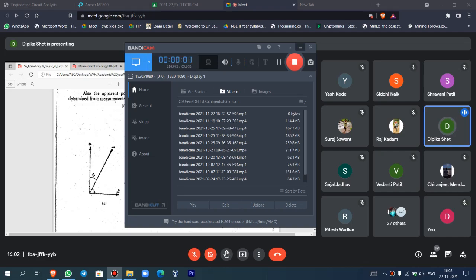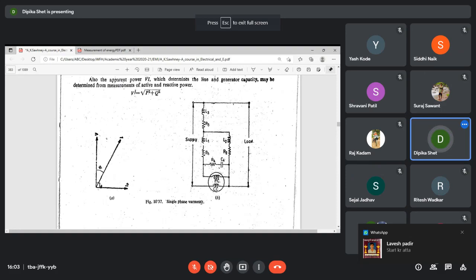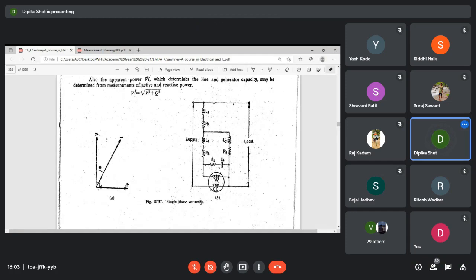Meter. Volt ampere reactive power. VAR means volt ampere reactive power measurement, or volt ampere reactive power meter. So let's see how it will be constructed and how it will be connected in the circuit.